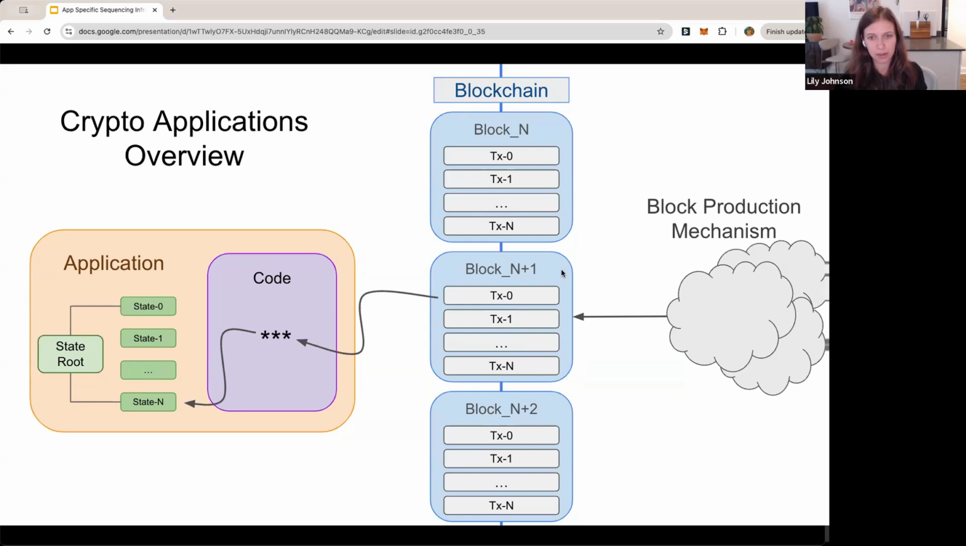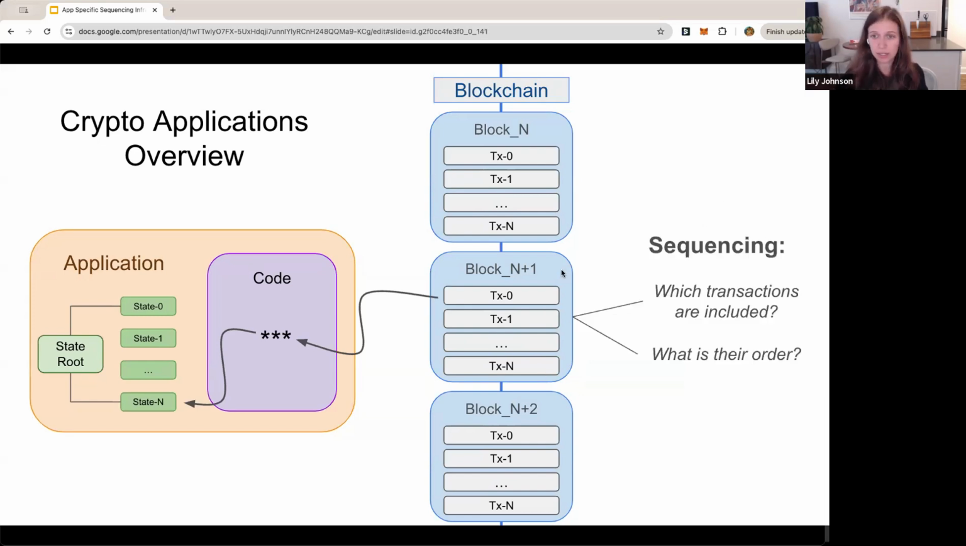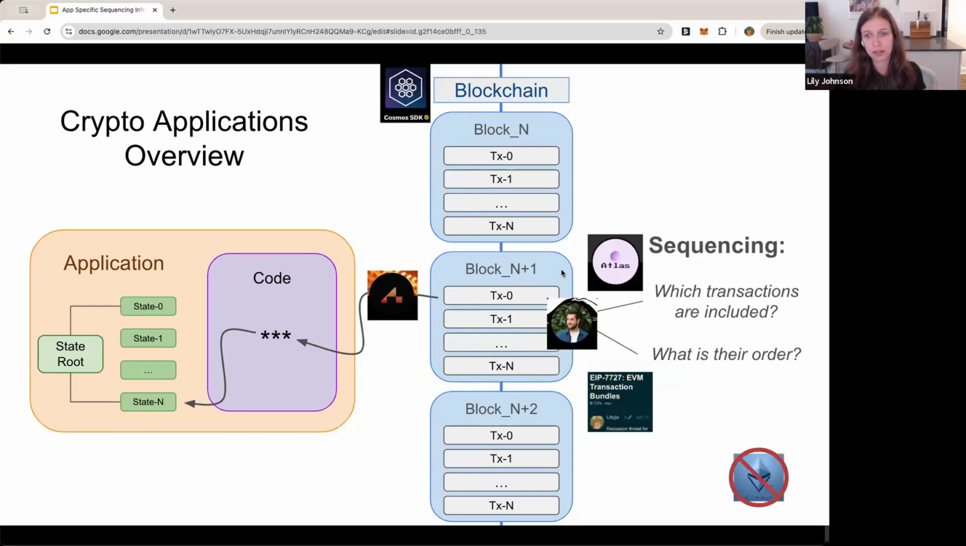inside of that block. So specifically, when we're looking at sequencing, the two questions we want to ask are which transactions are included and what is their order. And we're going to look at different application-specific sequencing architectures today, and they all change this generic blockchain architecture in different ways to enable applications to sequence themselves.